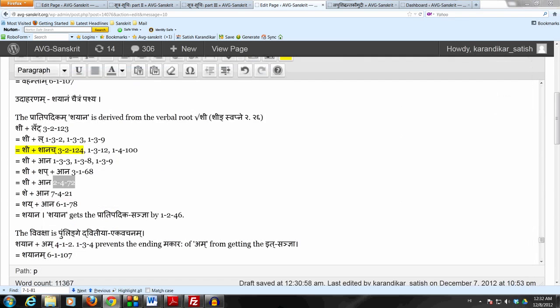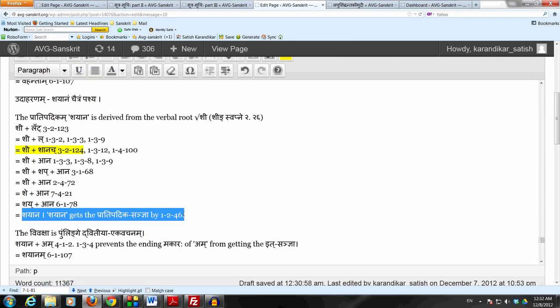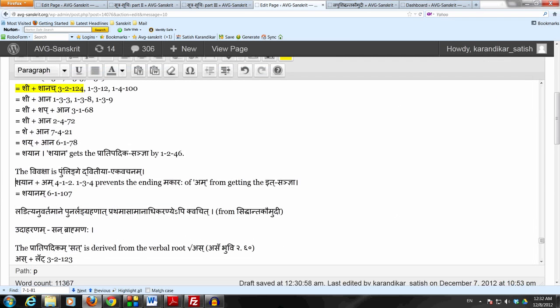Then we decline it pullinge dvitiya ekvachanam because qualifying chaitram. So we bring in the affix by 412 and then amipurvaha shayanam. Now one thing to notice is that the sutram 32123 says vartamane latta. Again Panini says in 32124 lataha.